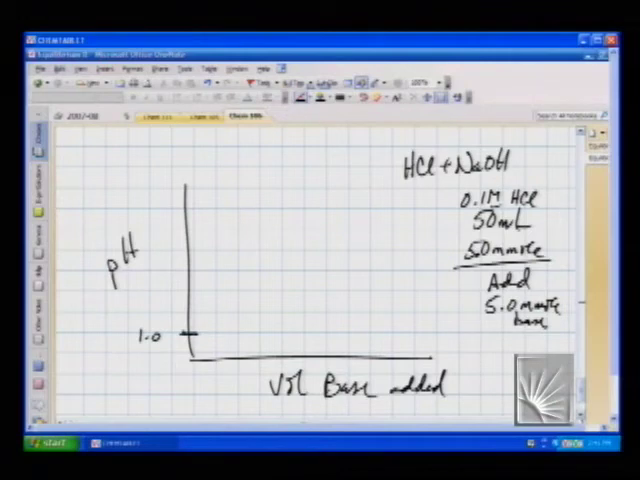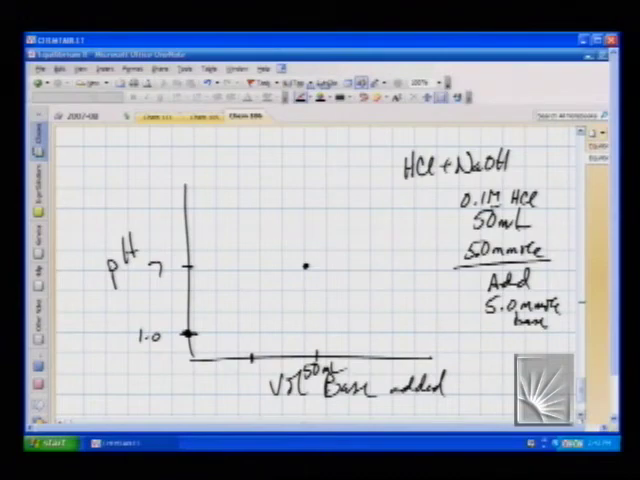What's the pH when I've added exactly the same amount of base as the amount of acid I started with? 7. In the case of a strong acid plus a strong base, you're going to get a pH of 7 when you've added the same amount. So here's pH 7. Here's 50 milliliters. So we start here. At the equivalence point, we're there. At the half equivalence point, the half equivalence point is just 25 milliliters.